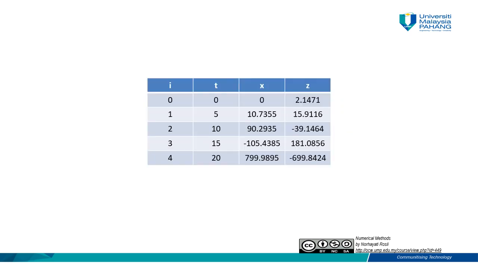So continue our calculation by using the new initial guess, z0 is equal to 2.1471, and solving the same problem by using a system of Euler, and I present my answer in this table. Now when t is equal to 20, my x is 799.98695, which is near to 800.